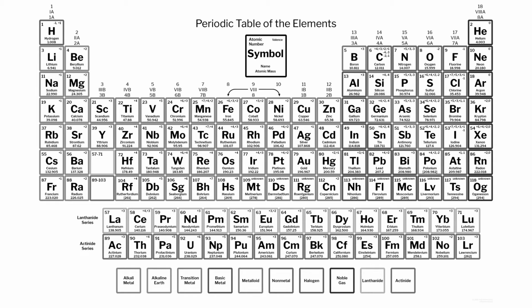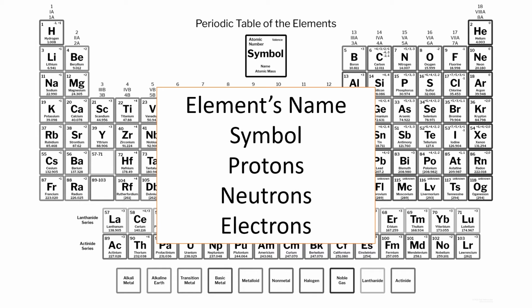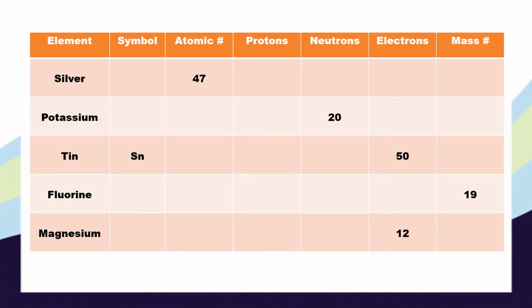Commonly, we use the periodic table of elements to answer our queries about the name of elements, their symbol, and number of protons, electrons, and neutrons. And we are here to deal with its calculation. So to better understand the calculation, I used here a table which corresponds to the name of the element, the symbol, atomic number, protons, neutrons, electrons, and mass number. Let us find out the missing information using this table.